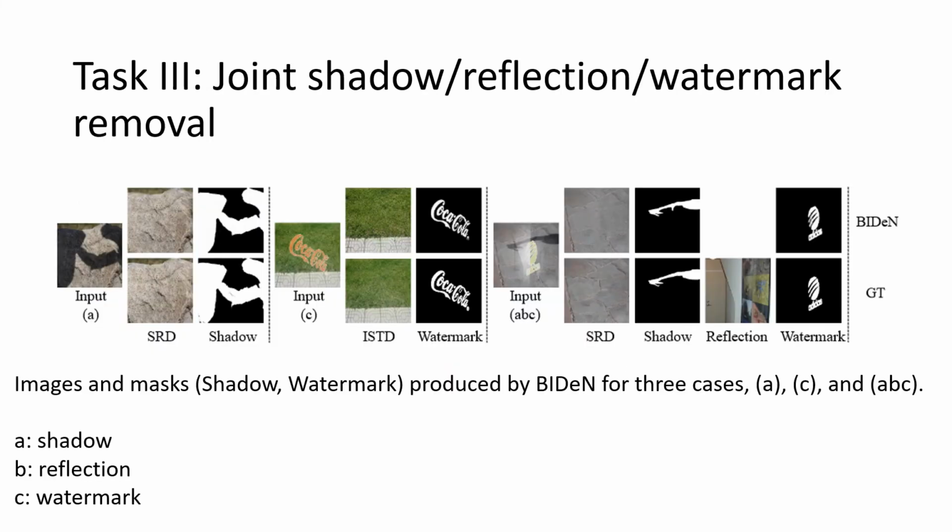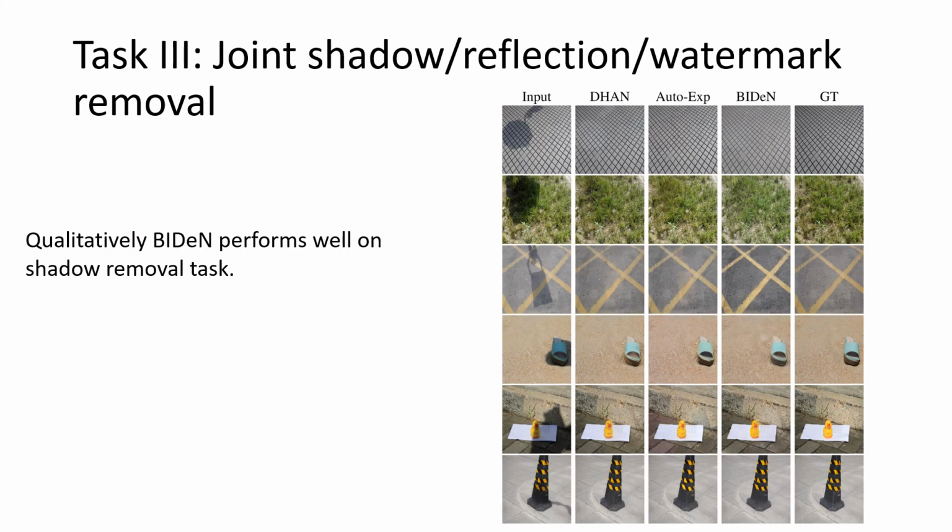Task 3 is designed to jointly perform multiple tasks with uncertainty in one go, which is an attempt to build a unified model for various low-level vision tasks. We have shadow, reflection, and watermark in this task. We also follow the physical image models to generate mixed images. In this task, baselines are trained in the shadow removal setting.